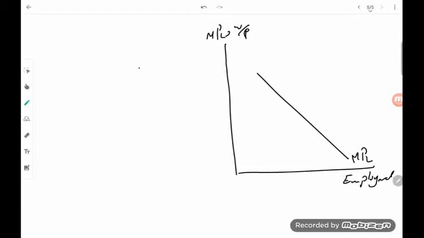The real wage rate can be here or here or here. So the actual real wage rate in the market, say for example, this is W over P. This is the actual. So in this case, the number of workers that will help to achieve the profit maximizing level will be E node, the point of intersection or equivalent of marginal productivity of labor and the real wage rate.